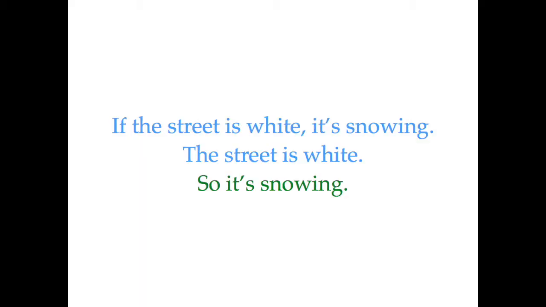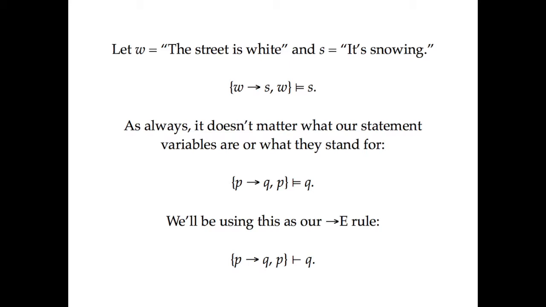Here's an example. I've shown you this argument before. This argument is valid. If you want to understand why it's valid, you can go back and watch one of the previous videos. But you have two premises here. The first premise says, if the street is white, it's snowing. The second premise says, the street is white. And the conclusion is, so it's snowing. All right, now, if we let W equal the street is white and S equal it's snowing, then this argument has two premises, W arrow S and W, and those two premises entail S.